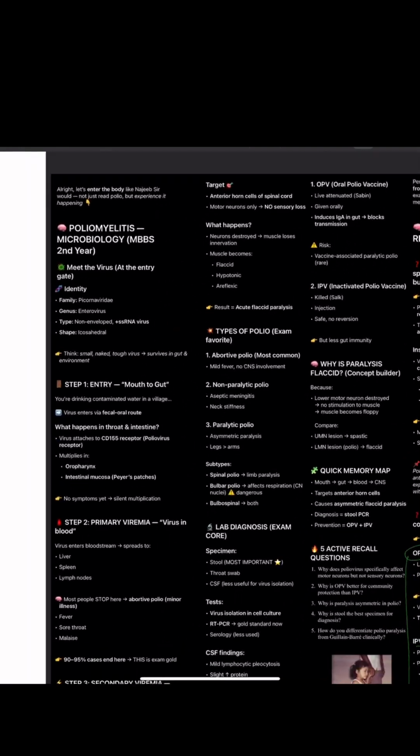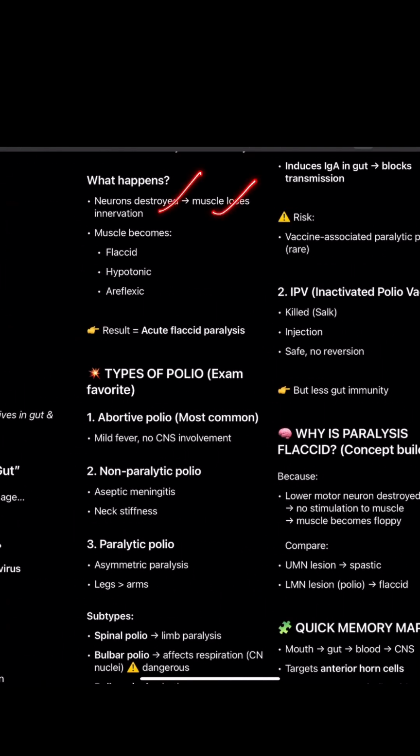Now let us see what happens when the neuron is destroyed. The muscle loses its innervation, and the muscle becomes flaccid, hypotonic, and areflexic. As a result, there is acute flaccid paralysis.